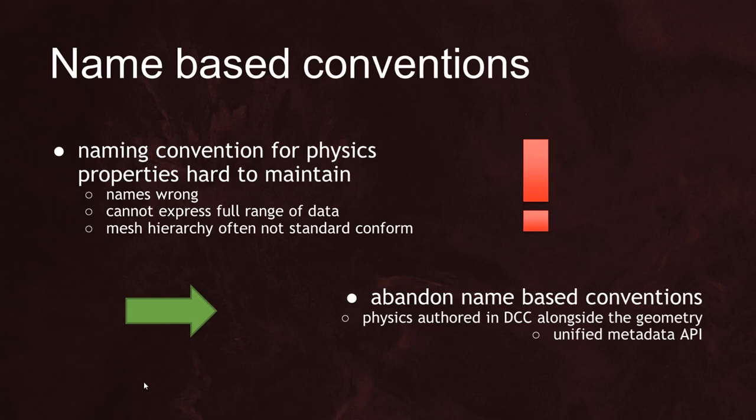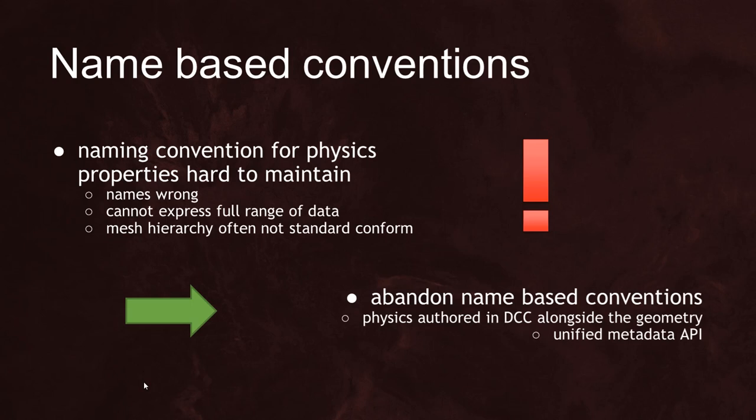Naming conventions can't express a full range of data. So looking at it, you want to convey, I don't know, damping and limit values for joints and all kinds of different things. You can't get that into a name. So you're limiting yourself to some very basic degrees of freedom that get you to some point. But if you want to tweak the details, you have to go in and do it manually. And that is very, very cumbersome.